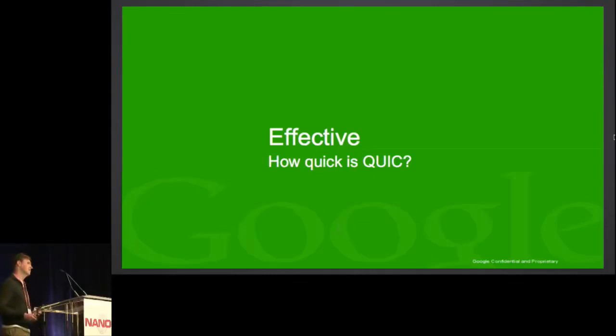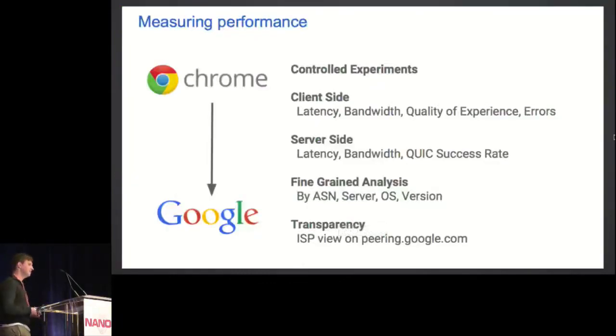So how well does it work? We spend a lot of time measuring performance and making sure that we really know how well it works. We do controlled experiments. We gather client-side data. We gather server-side data. We make sure they match up. We gather all kinds of error information, anything that could possibly go wrong. And we also do a lot of fine-grained analysis.